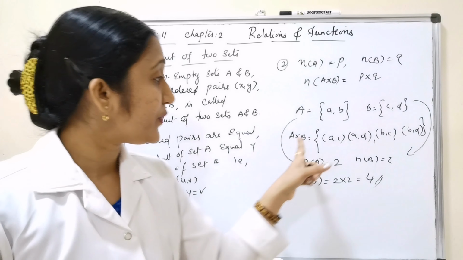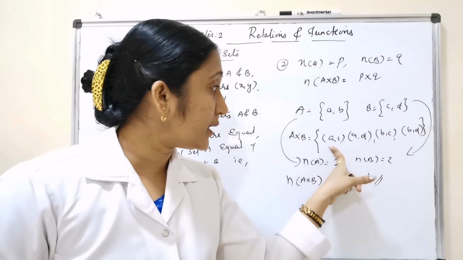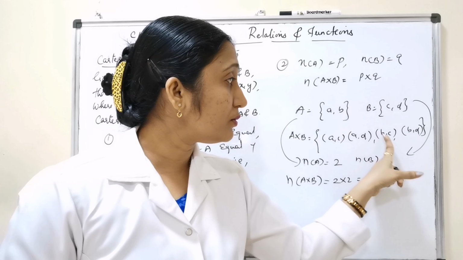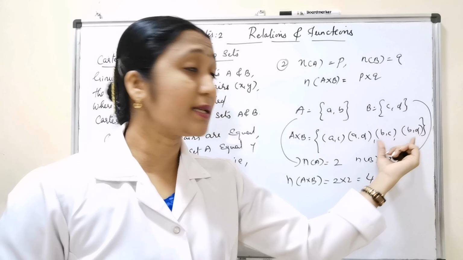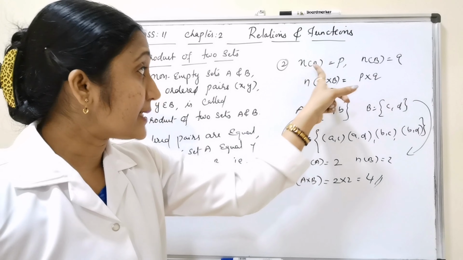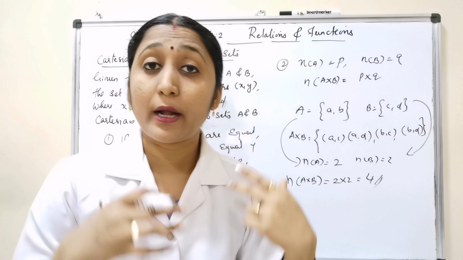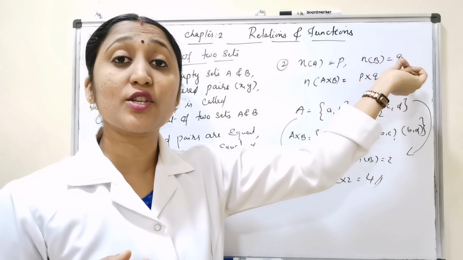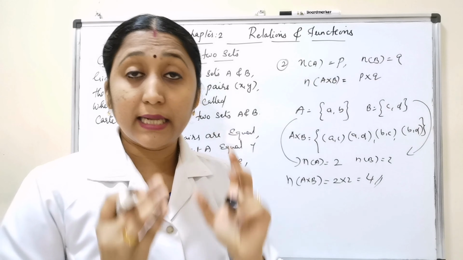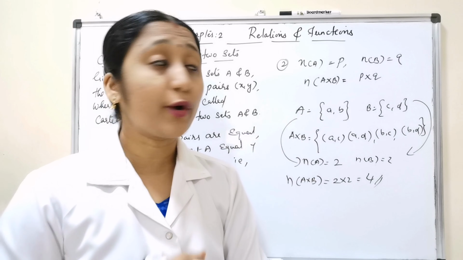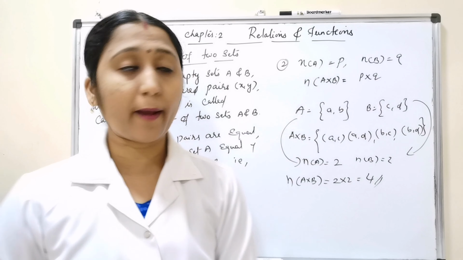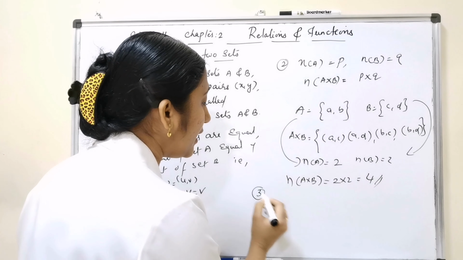Let us check here. A cross B, one element, one ordered pair, 2, 3, 4. So how many elements here? 4. So we can say that N of A is equal to P, number of elements of A is P and number of elements of B is Q, then the number of elements of Cartesian product is P into Q. Okay. And the third one is here.